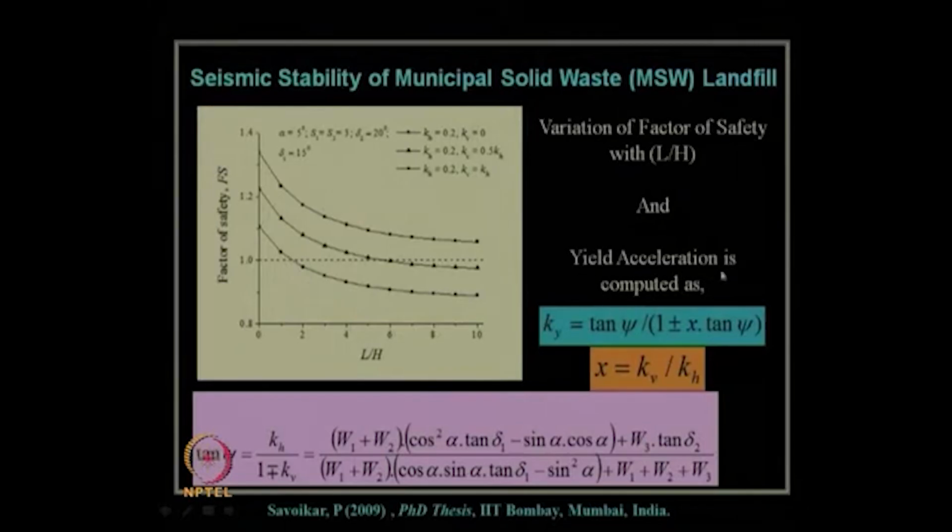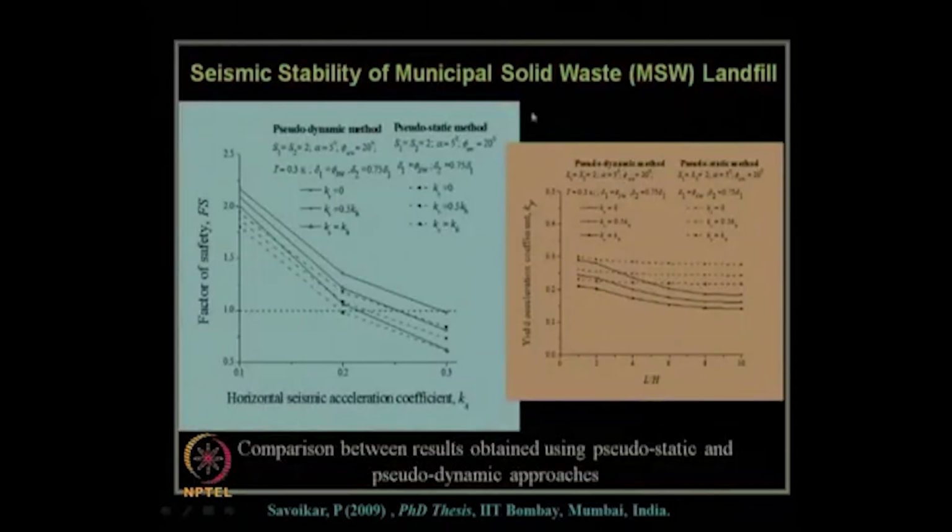So, the expression for yield acceleration is given by this, where various parameters like x is given by this ratio of Kv by Kh, and this tan of psi is expressed as this, which can be estimated from the values given in this equation. And these are the results which show a comparison of pseudodynamic and pseudostatic methods. The solid line shows the pseudodynamic results and the dotted line shows the pseudostatic results of how the factor of safety varies with respect to the seismic horizontal acceleration.